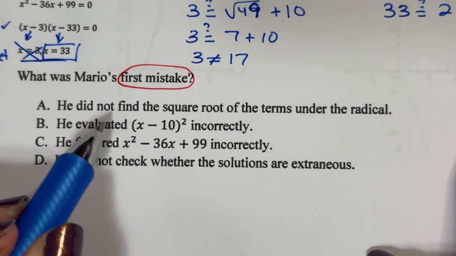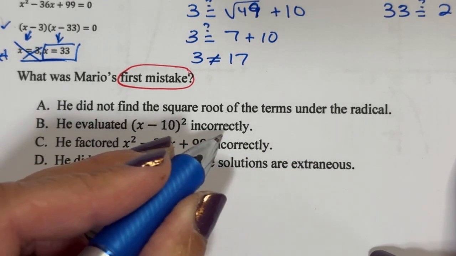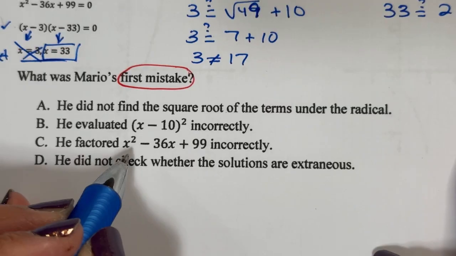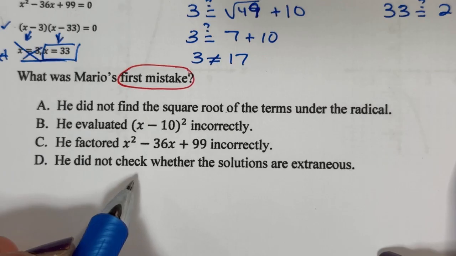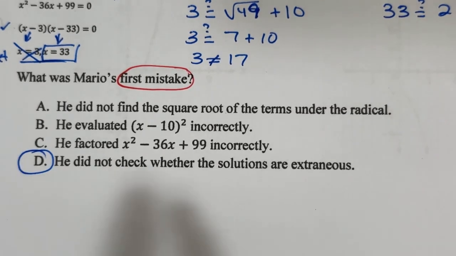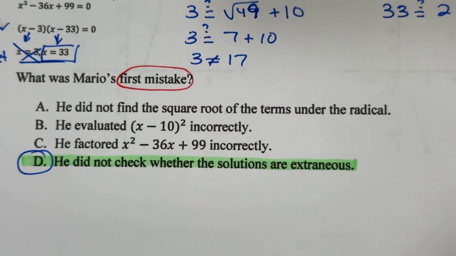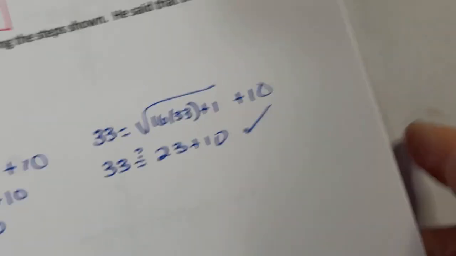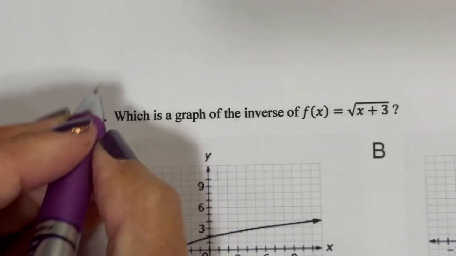So let's see, part A. He did not find the square root of the terms under the radical. No, he did that. He evaluated x minus 10 squared incorrectly. No, he did that correctly. He factored x squared minus 36x plus 99 incorrectly. No, he factored everything properly. He did not check whether the solutions are extraneous. So D is the answer. All right, that was number 4. Number 5, because this is not number 7.